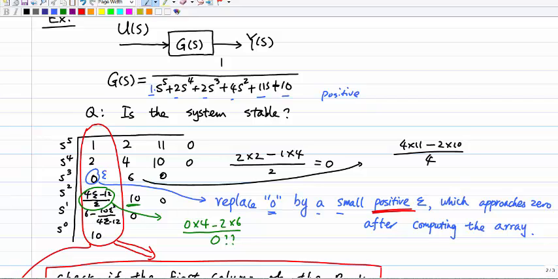So here I replace it by epsilon, a very small one. I follow the same principle I mentioned. You just replace by epsilon. What happens here is this becomes epsilon, and this one becomes epsilon. That's why we have 4 epsilon minus 12 divided by epsilon. I don't want to do all the calculation over here. You follow the same principle, and you can compute a Routh array like this.